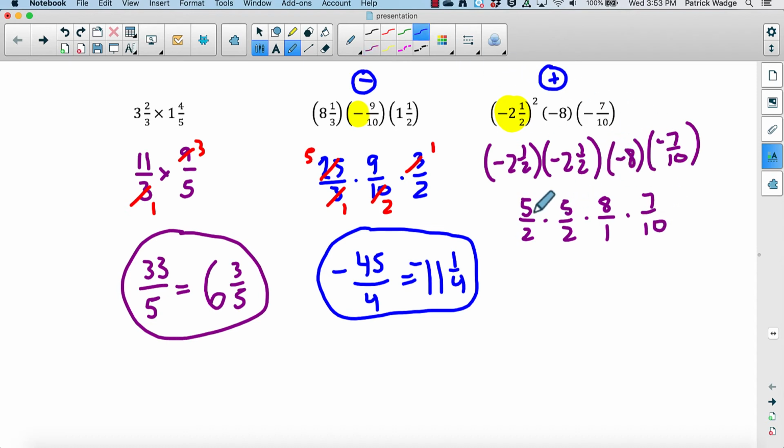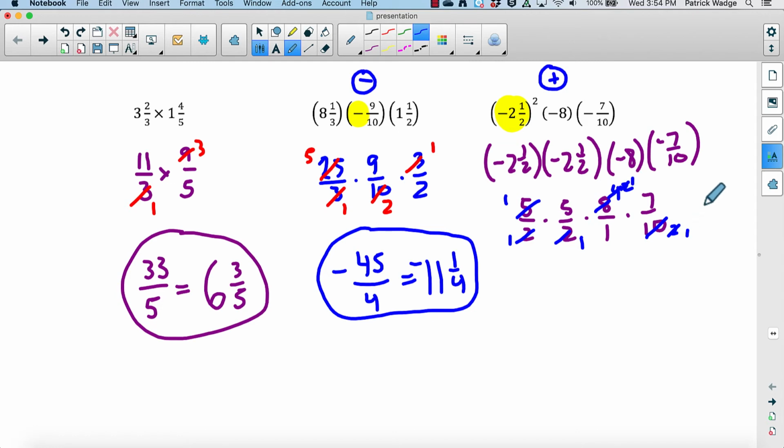So let's see what we can do here. We got a 5 and a 10. Doesn't matter which 5 you pick. I'll pick this one. Divide them both by 5. You get 1 and you get 2. You could cancel this 2 with this 8 and get 4 and 1. You could cancel this 2 with this 4 and get 1 and 2. And you could cancel this 2 with this 2 and get 1 and 1.